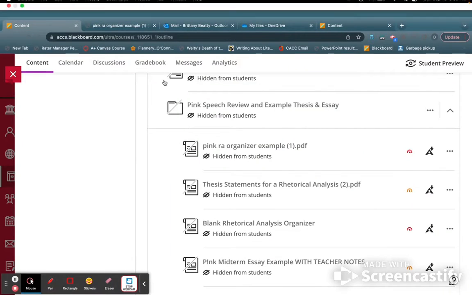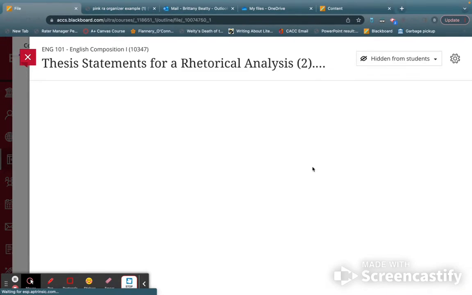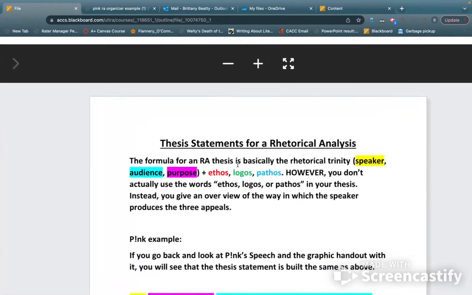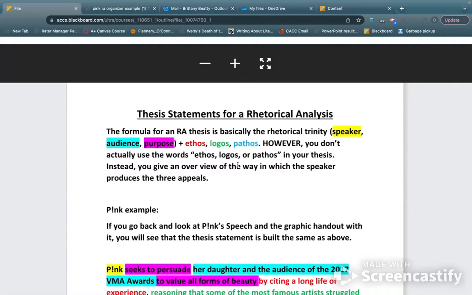So what you're going to do then is look at this thesis statement handout. The formula for a rhetorical analysis thesis is basically the rhetorical trinity, that triangle on the organizer: your speaker, your audience, and your purpose. And then you add that summary that you come up with on the left side of that organizer page for ethos, logos, and pathos.